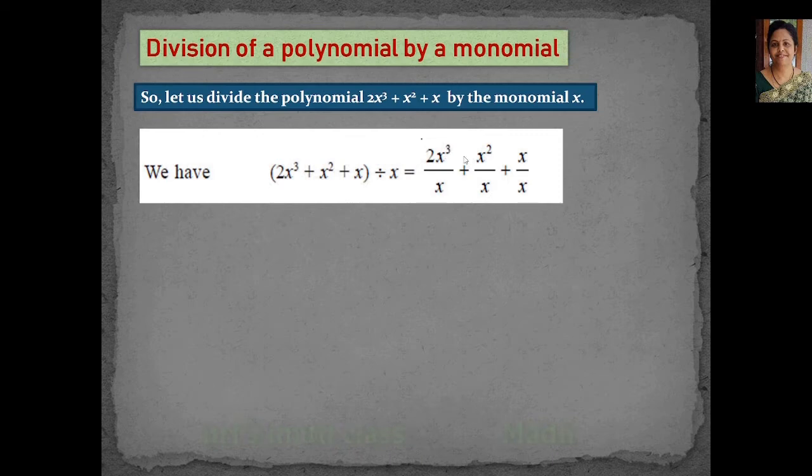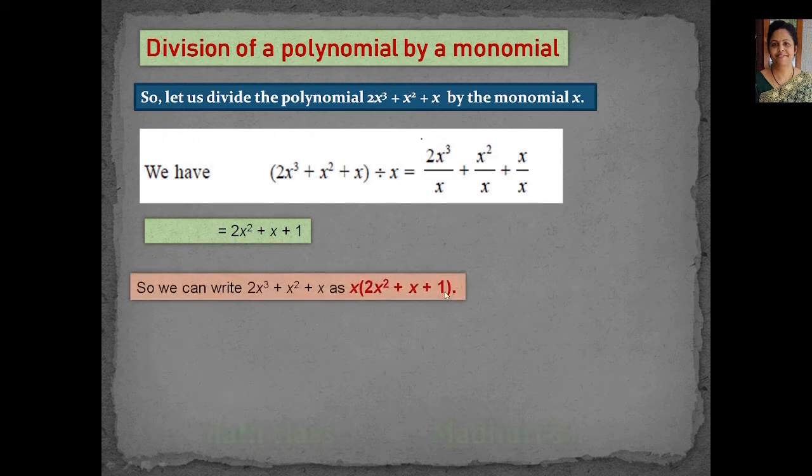You will get 2x squared. Here 1x will cancel and 1x will remain. You will get x. And x by x is equal to 1. So you will get 2x squared plus x plus 1. We can write 2x cube plus x squared plus x as x into 2x squared plus x plus 1.